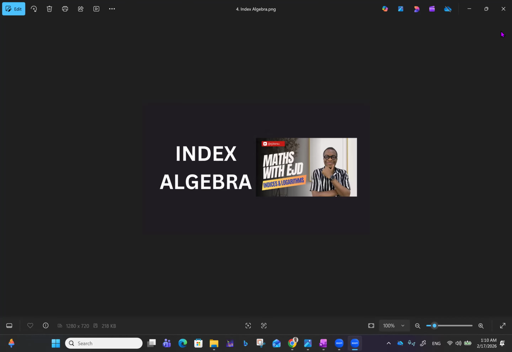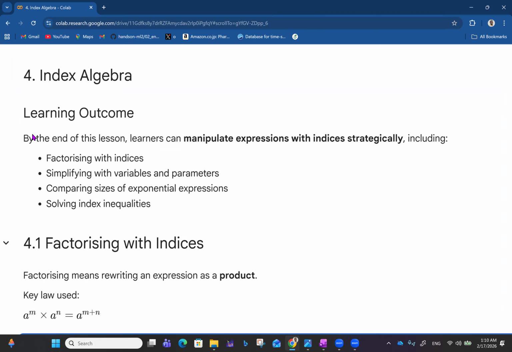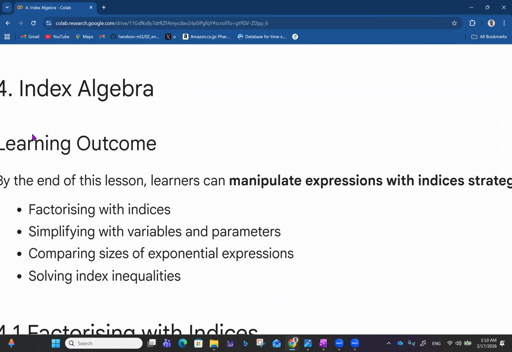As we progress in talking about indices and logarithms, we now look at index algebra in this video. Index algebra. Okay. So for index algebra, our learning outcomes include the following.